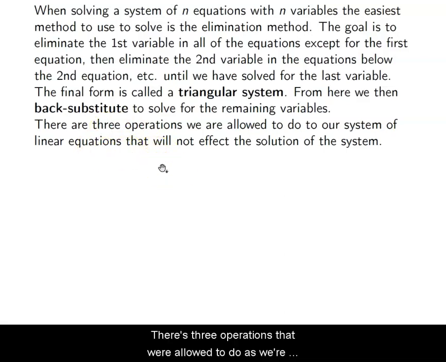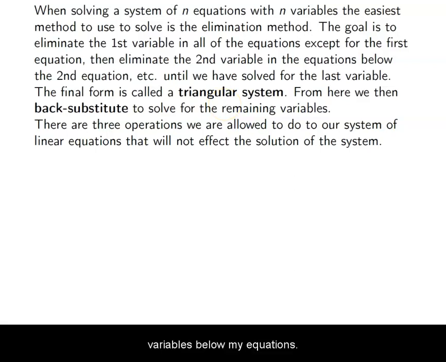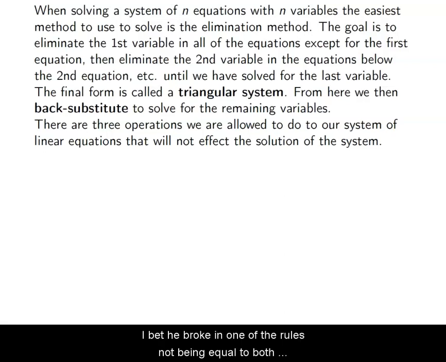There are three operations that we're allowed to do as we go through this overall process of trying to eliminate variables below my equations. We call them elementary operations, and they do not change my answer. If I do something that is not one of these operations, I end up changing one of my equations in a way that my solution is no longer the solution to my original system, because I've basically broken one of the rules, not being equal on both sides of the equal sign. Things like that will change what your answer is going to be.